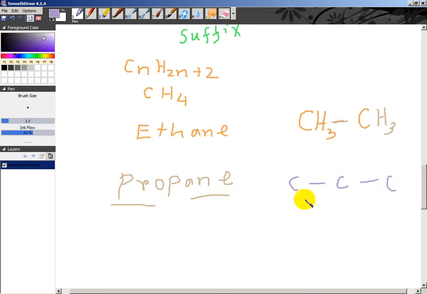Okay, so prop, three carbon in a chain, 1, 2, 3 carbon. Now I put hydrogen. Carbon can form four bonds, so one bond is already present, so the other three bonds will form with hydrogen. Now this carbon already has two bonds, so two bonds will form with hydrogens. This carbon has one bond, so three bonds will form with hydrogen. Okay, this is the structure formula of propane.